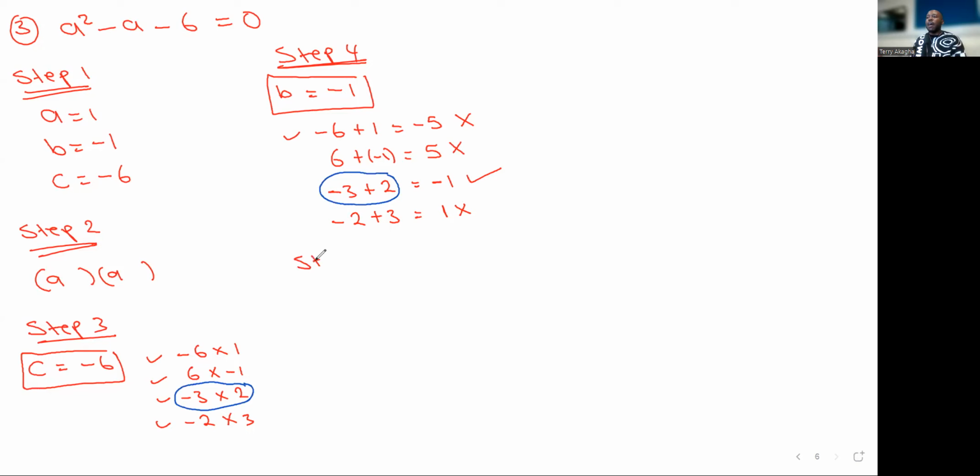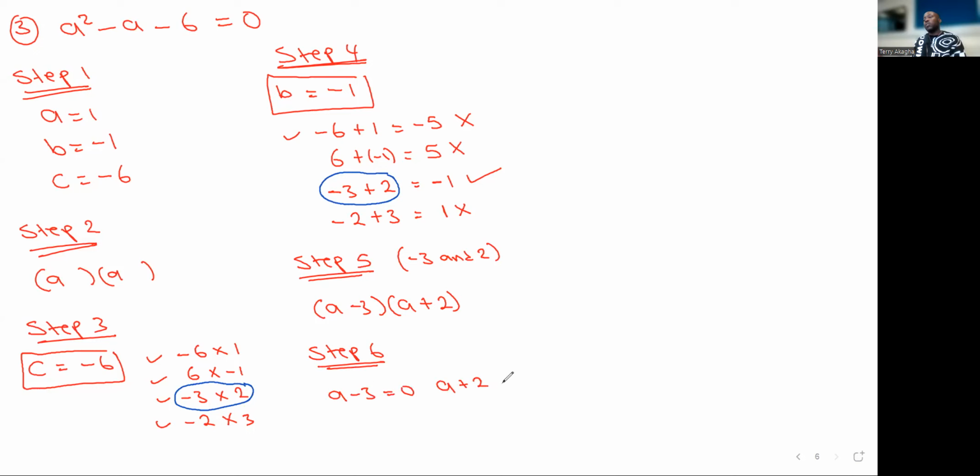All right, so step 5. Okay, so the correct product pair is minus 3 and what? 2. So step 5, we'll go back to the step 2, the bracket we have there, and we're going to put these numbers in it. So we're going to put minus 3 and plus 2. Because it's 2, it's going to be plus 2. Now step 6, we then have to equate each of these to be equal to 0. All right, so we're going to have a minus 3 equal to 0, and a plus 2 is equal to what?